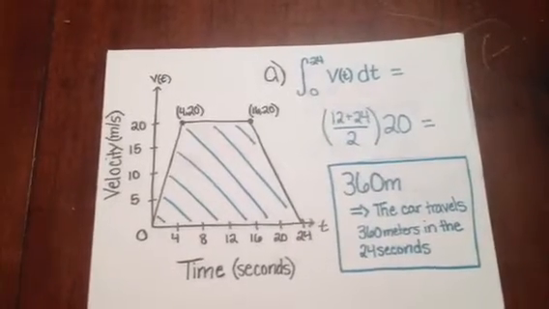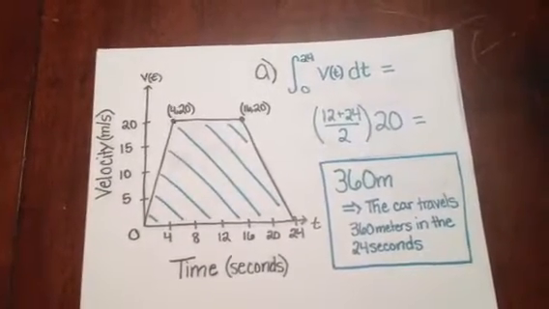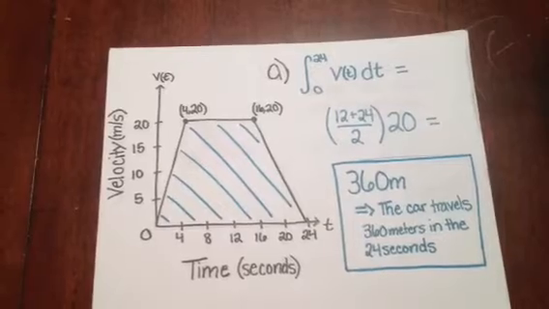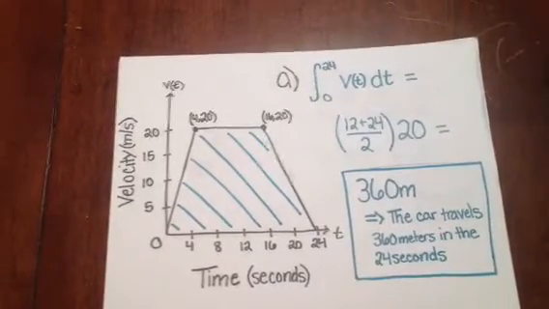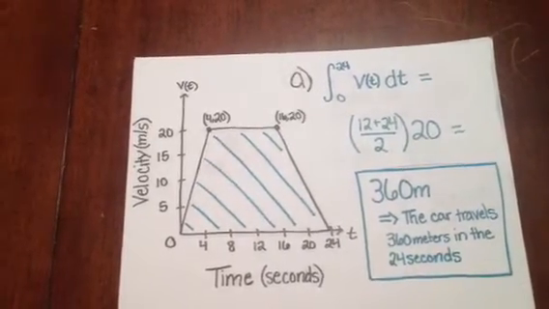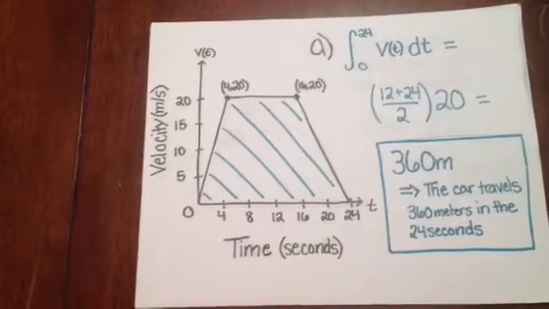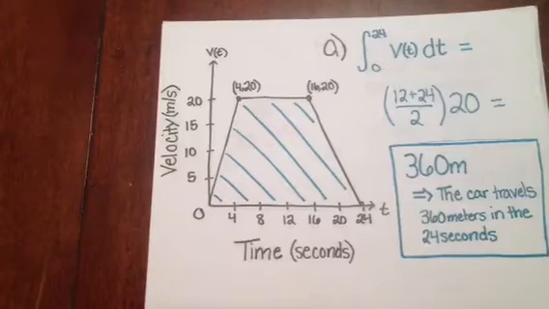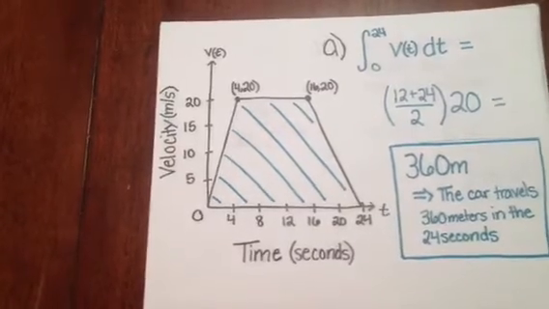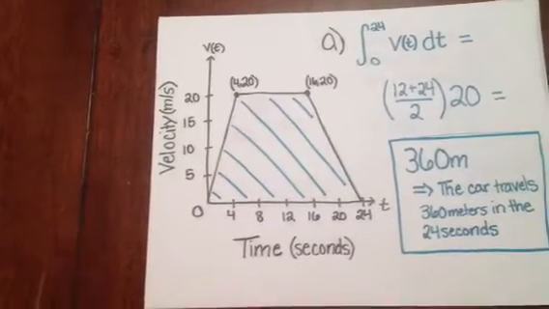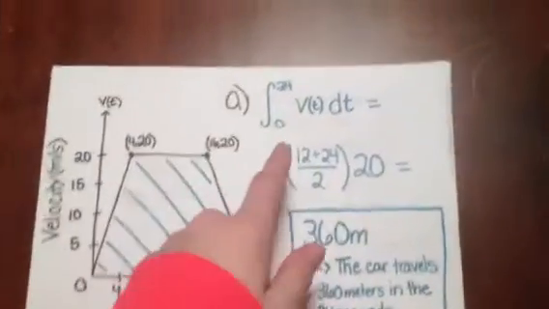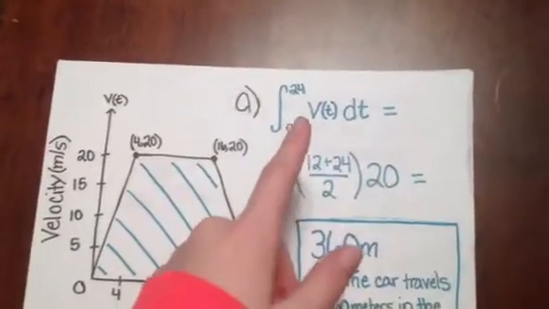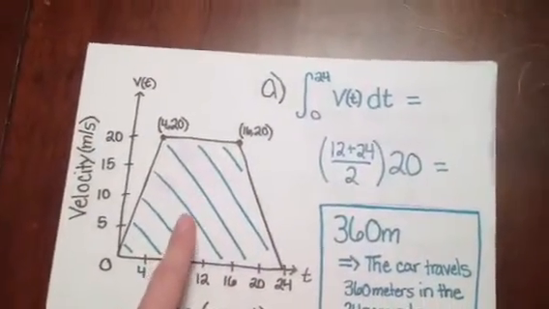A car is traveling on a straight road for t values greater than or equal to 0 and less than or equal to 24. The car's velocity in meters per second is modeled by the piecewise linear function defined by the graph. In Part A, we were asked to find the integral from 0 to 24 of v of t dt. So the integral is shown here, and all this integral is the area underneath this graph.